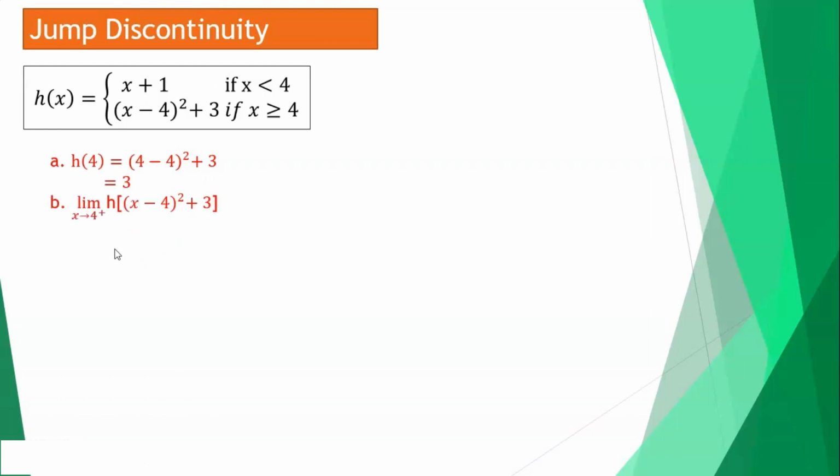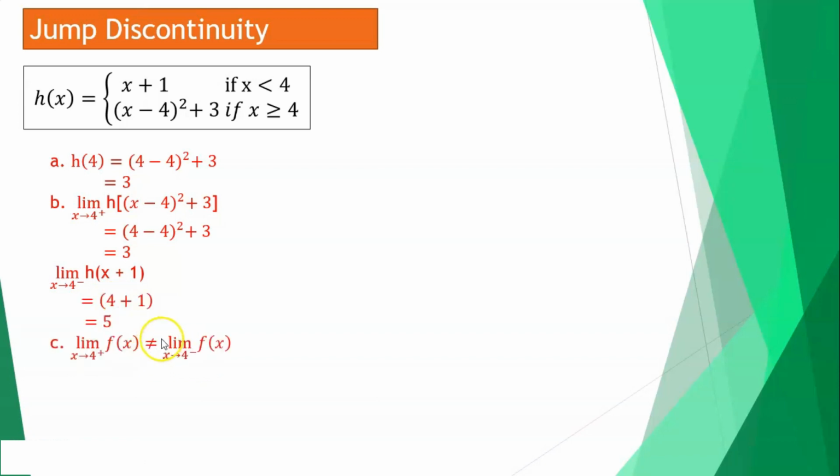Next, finding the limit of the function as x approaches 4 from the right, meaning greater than, that would be function 2. With this, simplifying, we will end up with 3. Now, next, getting the limit of the function as x approaches 4 from the left, meaning less than, that would be function 1. So 4 plus 1, that would be 5.